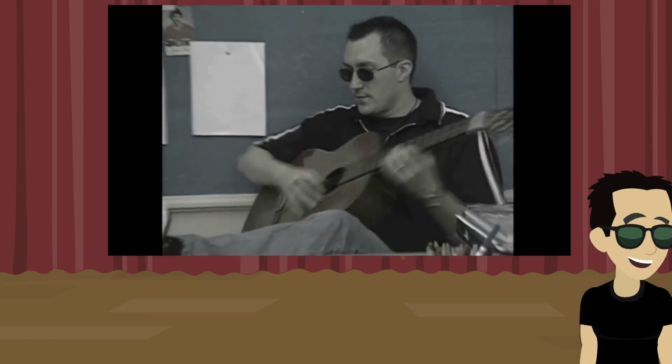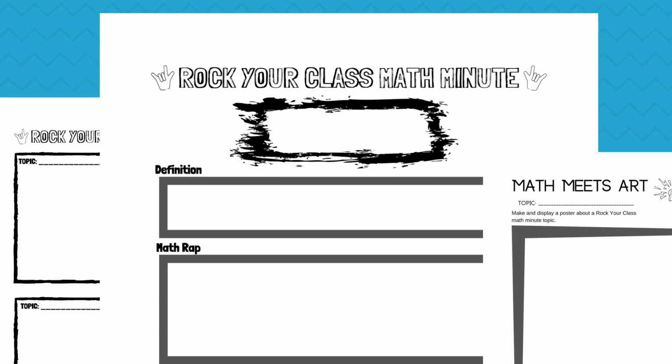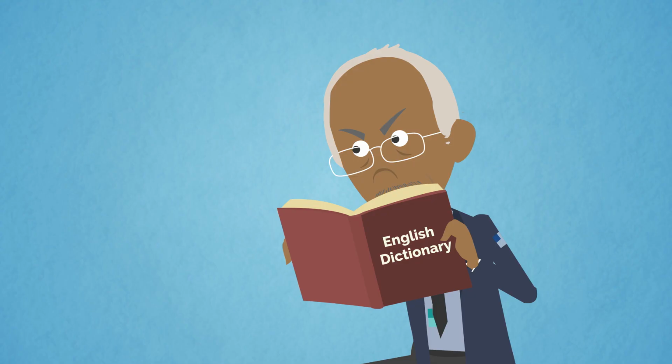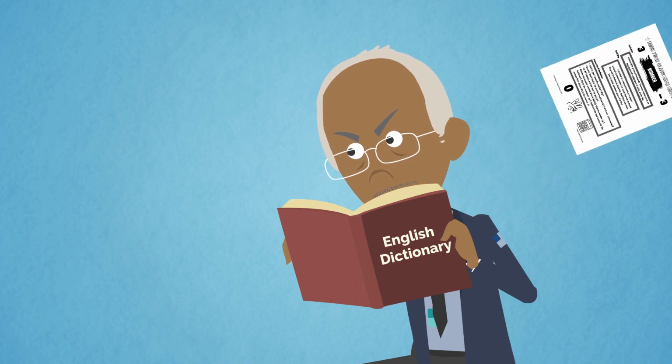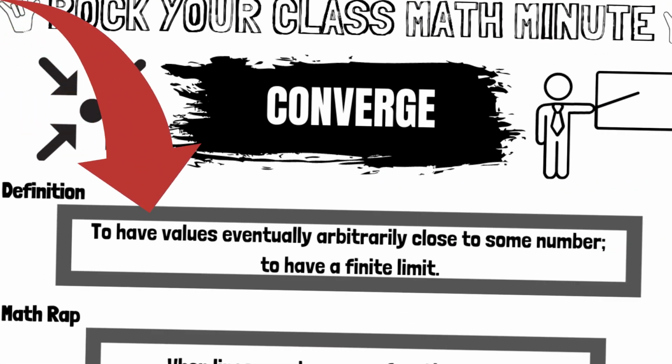Get ready for today's Math Minute topic. Converge. What does the dictionary say? To have values eventually arbitrarily close to some number. To have a finite limit.